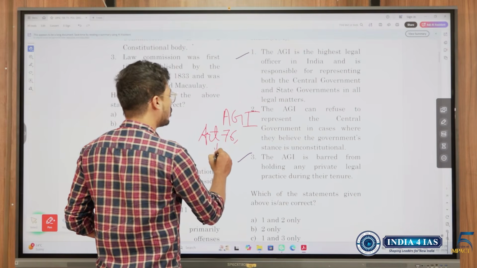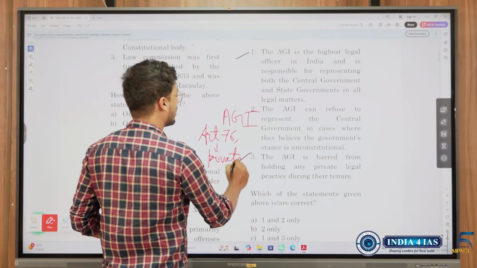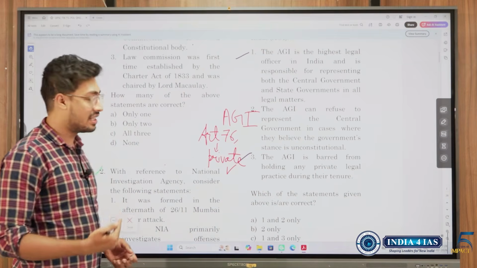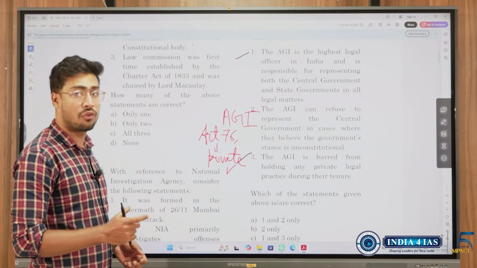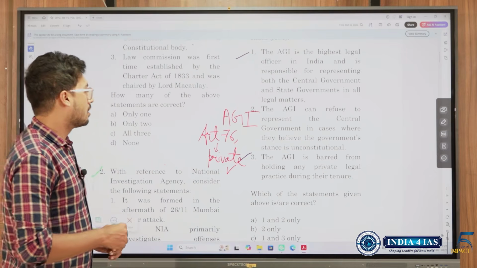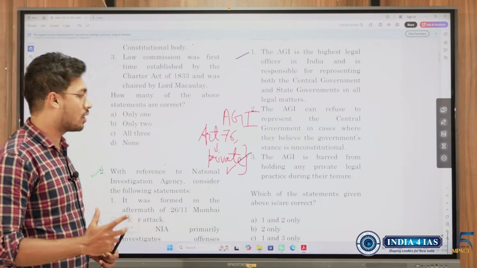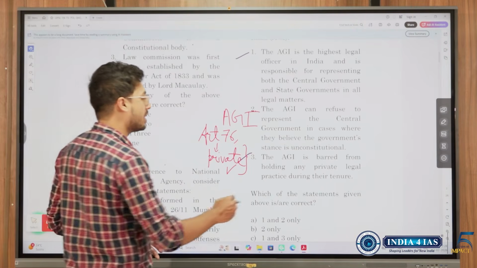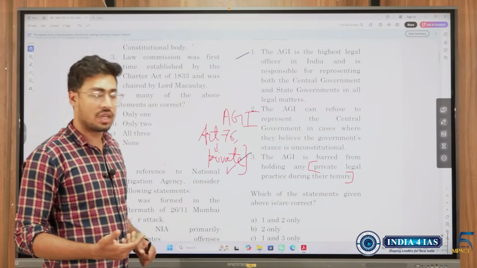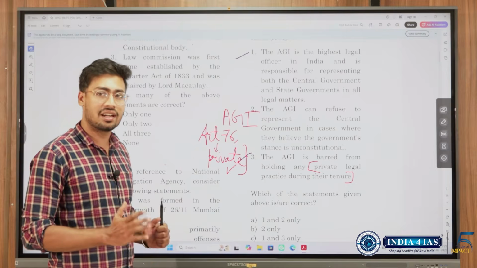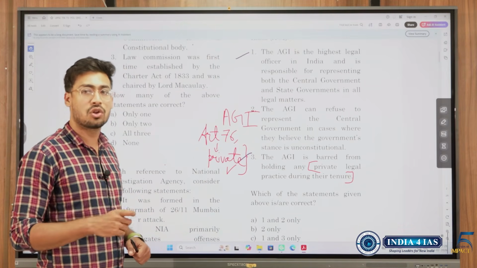So AGI is allowed to do private practice also, because it is not a job under the central government. It is not an office under the central government. So he is not considered a central government officer as such. So he can do his private legal practice as well. But whenever any issues come, then AGI is supposed to represent the central government in courts or fight the litigation cases which have been put on the central government.